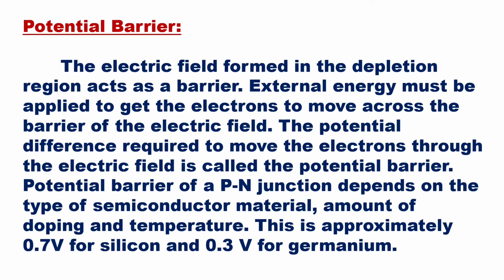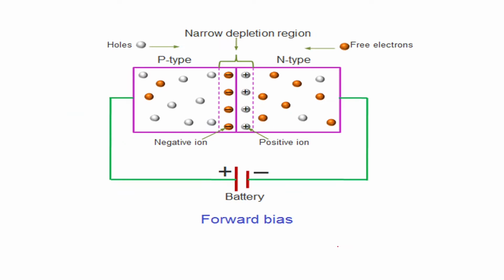The potential difference required to move the electrons through the electric field is called the potential barrier. A potential barrier of a PN junction depends on the type of semiconductor material, amount of doping, and temperature. This is approximately 0.7 volt for silicon and 0.3 volt for germanium. Then we can see what are the forward bias and reverse bias of a PN junction diode.